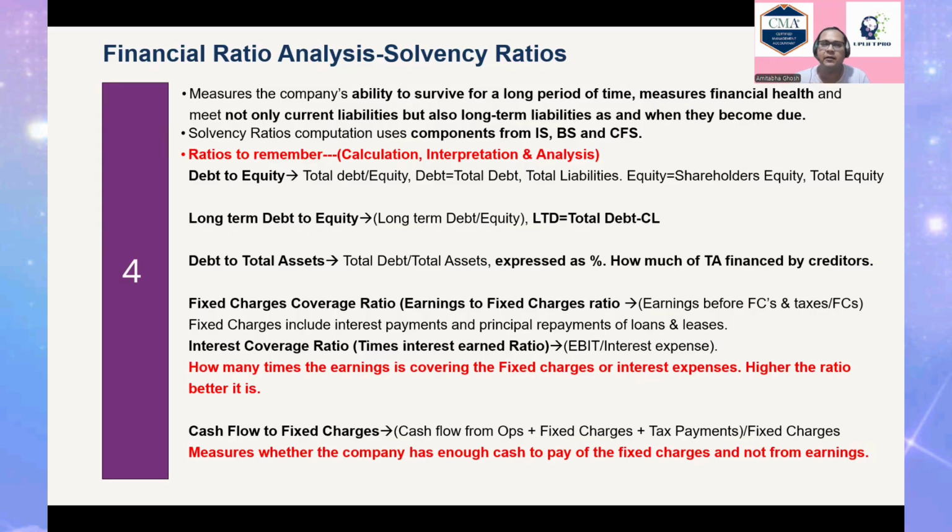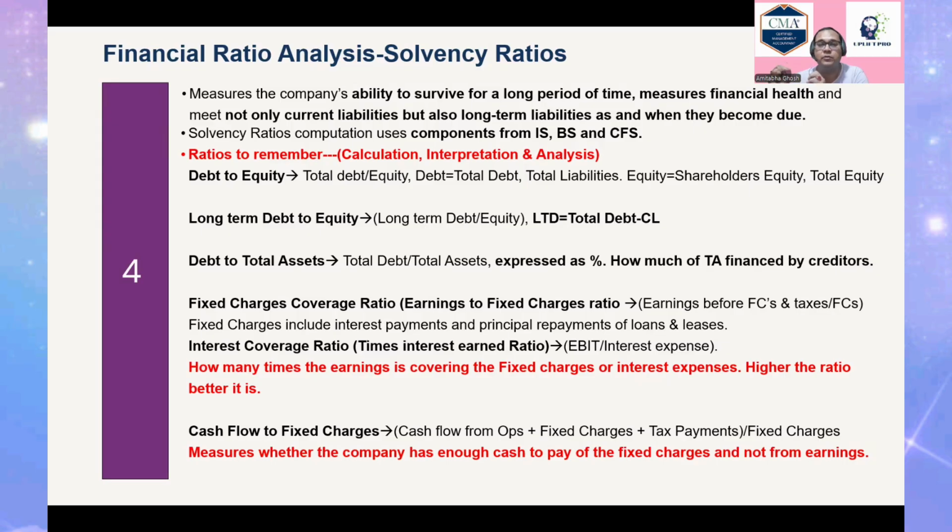Long-term debt to equity is similar to the first, but here we are only taking long-term debt in the numerator. We are not taking the short-term debt here, and the denominator remains the same, equity. And how do we calculate long-term debt? Total debt minus the current liabilities. Debt to total assets: this is again what portion of my total assets has been financed by debt. So total debt by total assets, expressed as a percentage. So how much of my total assets is financed by creditors? That is shown by this particular ratio. Generally, if the debt is high, the ratio will tend to be high, which shows a risky situation for the organization.